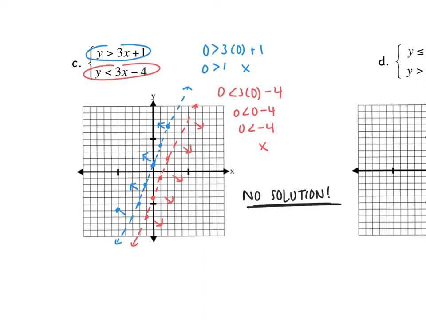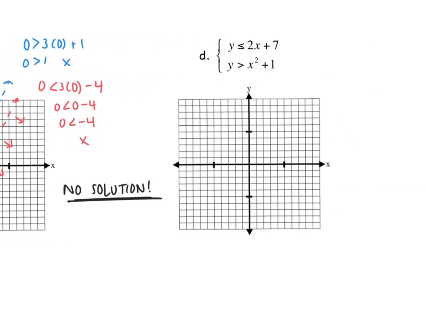Okay. You're also going to have to be able to graph these systems with shapes that are not lines. So we're going to have to be able to do circles and parabolas and things like that. So we have one last example to do. Last example is D.